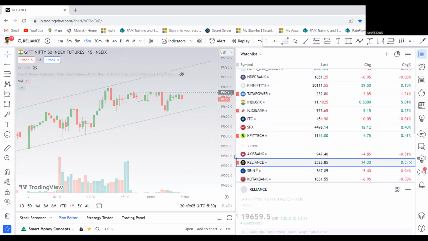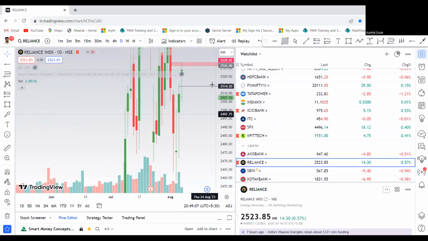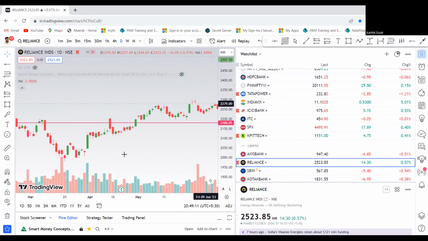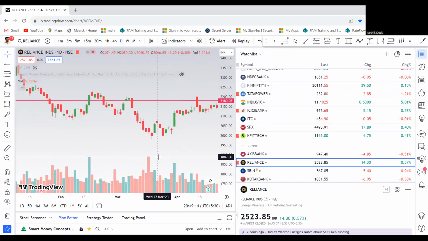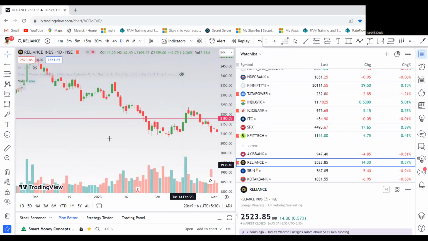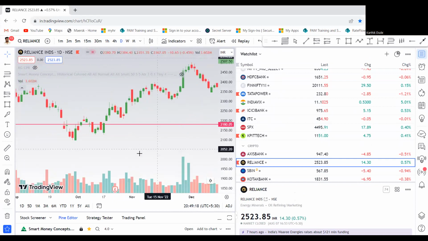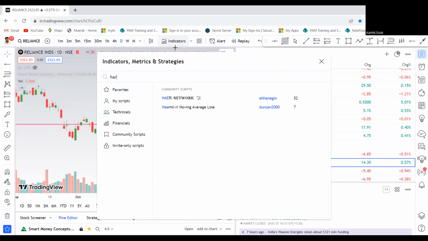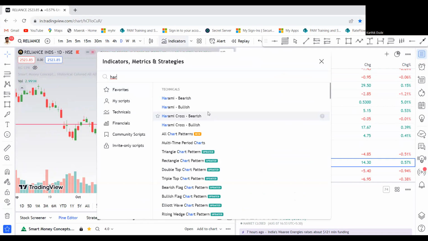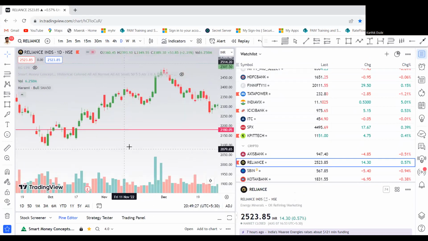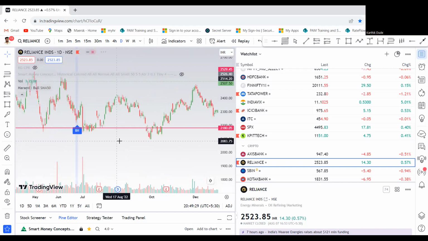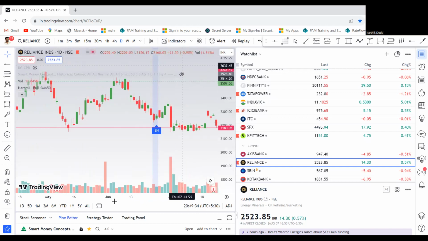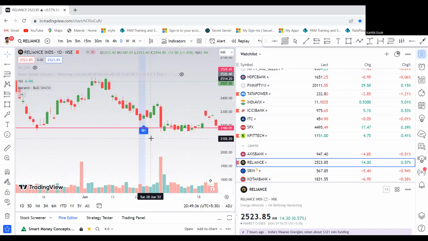Let's check for this harami pattern anywhere in our daily time frame of Reliance. Basically I'm using this indicator to locate it. Let's see. We got it. So you can use this indicator in trading. It will highlight whether this candle is formed.